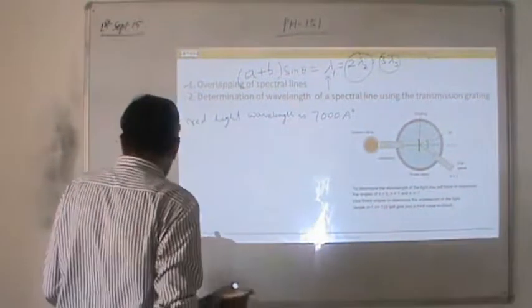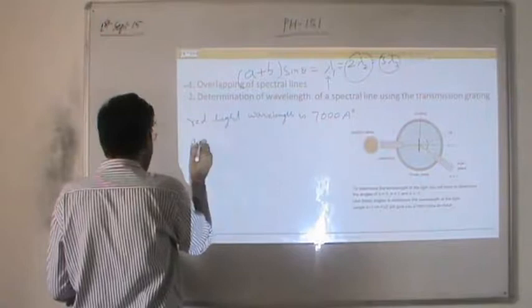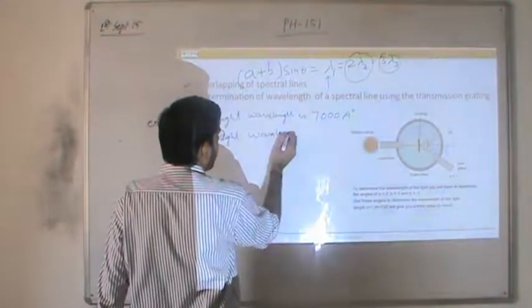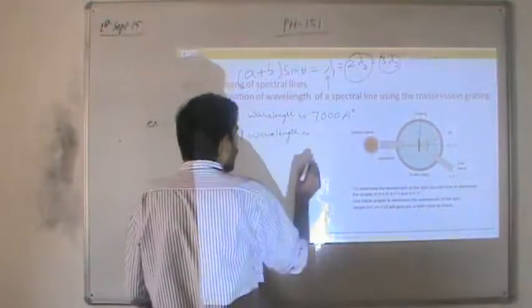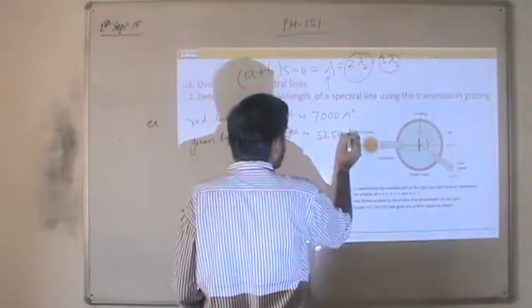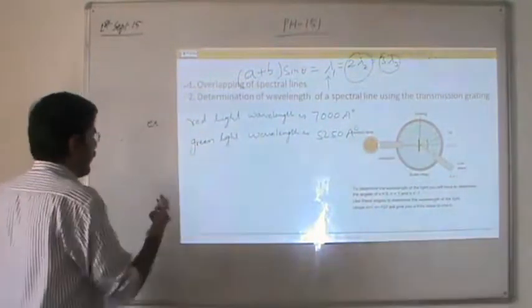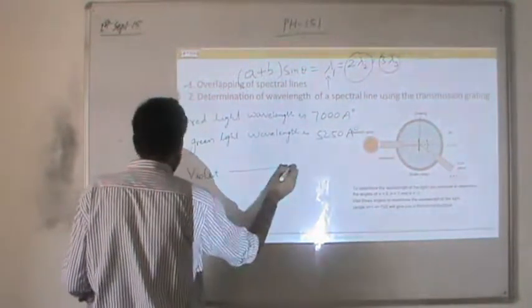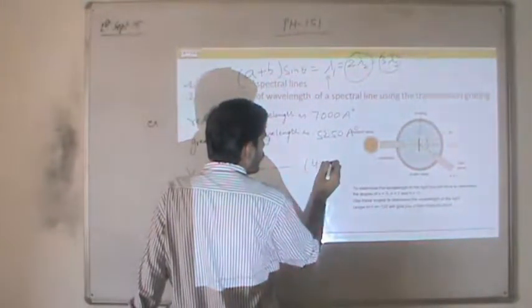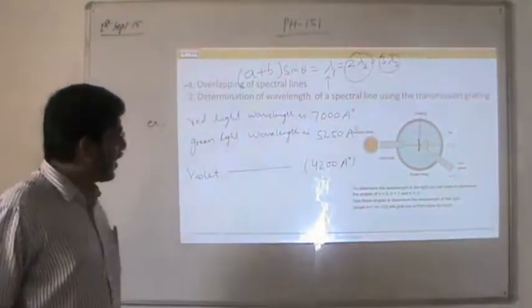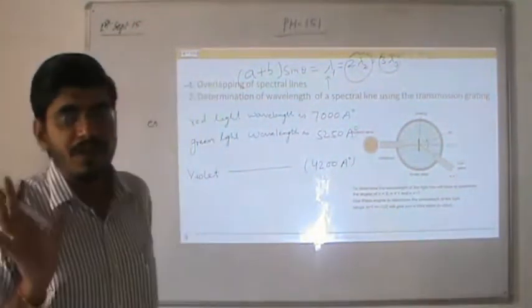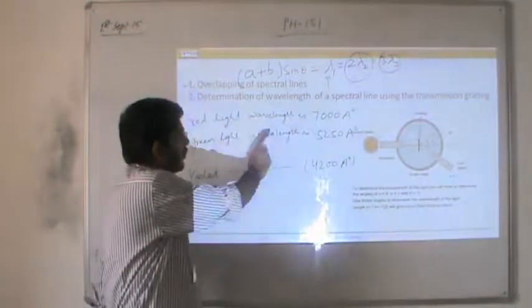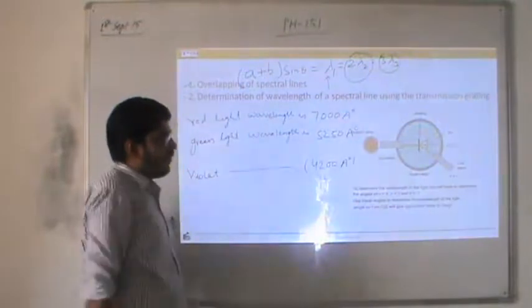angstrom. And one more, I have the green light, whose wavelength is 5250 angstrom. For the violet, the wavelength is 4200 angstrom. So I have three different colors of light: one is red, another is green, another is violet. The values of the wavelength are 7000, 5250 and 4200.